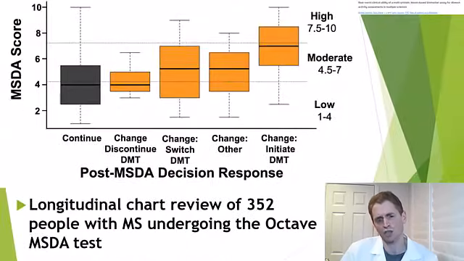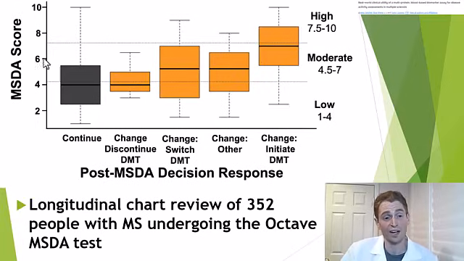Are doctors and people with MS making decisions about disease-modifying therapy based on the results? Well, this is a longitudinal chart review of 352 people with MS undergoing the Octave MSDA test. And it looked at the score on the left-hand column, higher being a worse score, and the decision that was made. Now, on the very right is people who initiated disease-modifying therapy, and it makes sense that a lot of people are diagnosed after a relapse, so they're often going to have a high score, and most doctors are going to recommend to start some form of treatment.